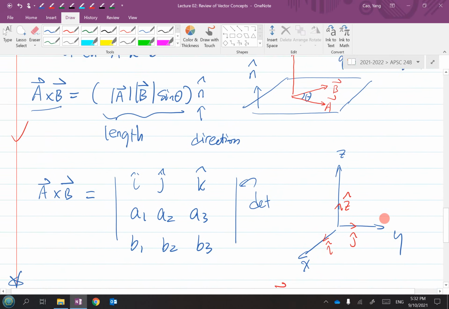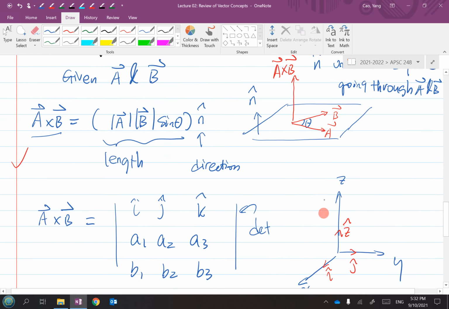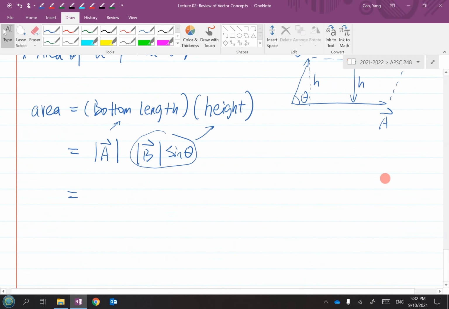So let's go back a little bit here. And this is a part of the formula for calculating A cross B. In this part of the formula, we call this the length of what? Of this cross product. So basically, what I'm getting here is the length of the cross product.